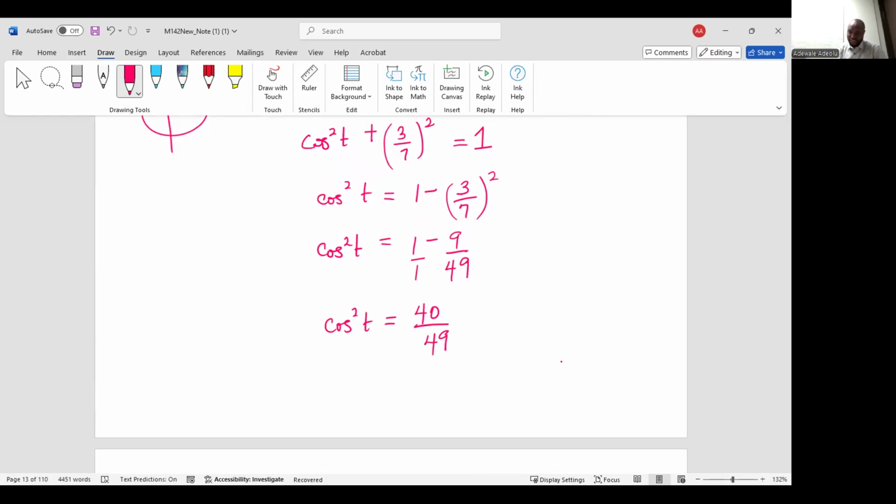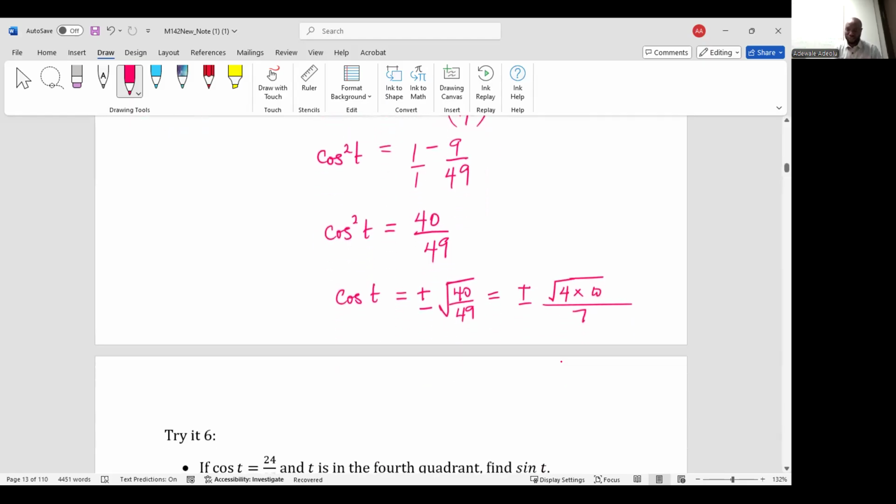Now, we are looking for cosine of t, not cosine squared of t. So we can take the square root on both sides. So we have cosine of t equals, and when you are taking the square root, remember, this becomes plus or minus. I can rewrite this as root 4 times 10 over the square root of 49, which is 7. So I can do that. So that is plus or minus 2 root 10 divided by 7.